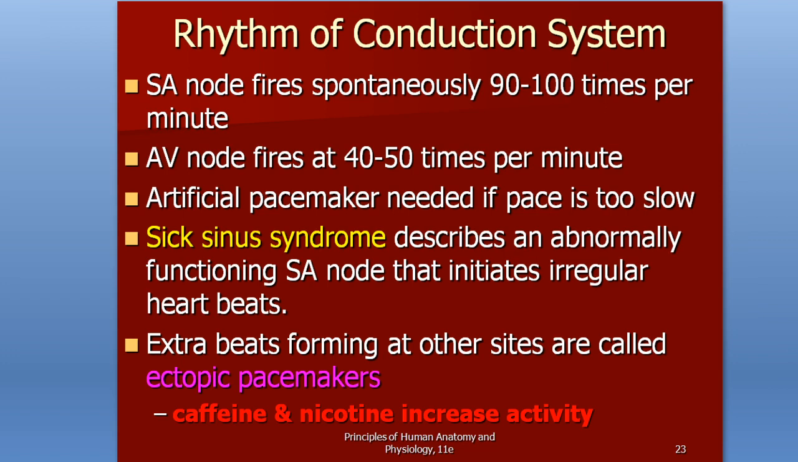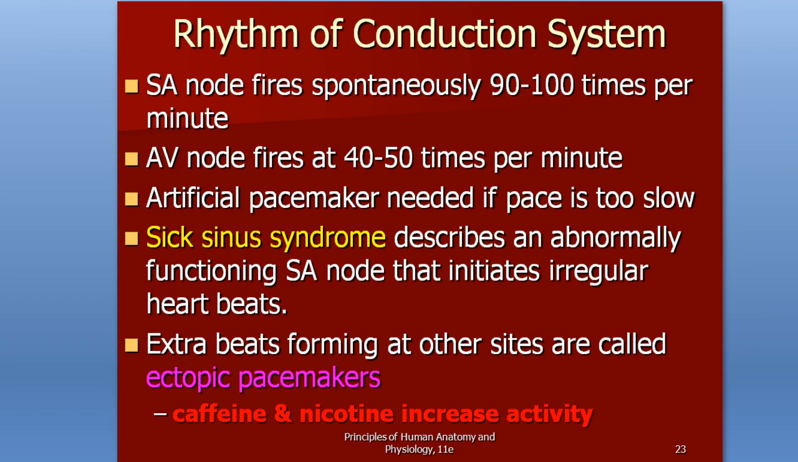It says that abnormally functioning SA node, maybe it's beating really slow, and then it gets on track, and then it beats too fast, and then it beats too slow. So irregular heartbeat is known as sick sinus syndrome, and that's where we may need an artificial pacemaker that they establish, a fundamental beat.